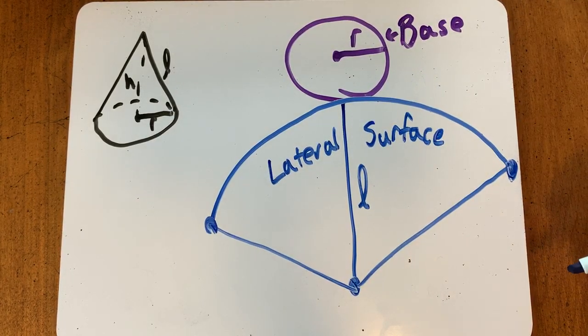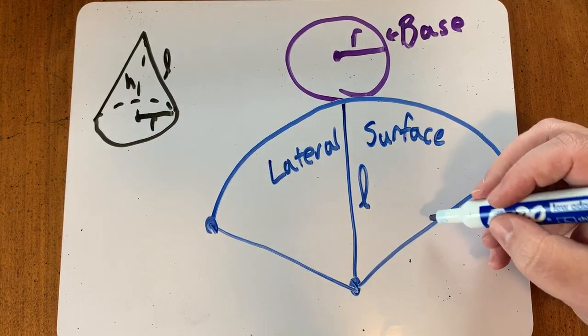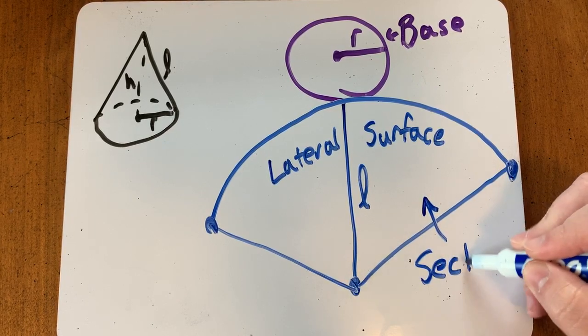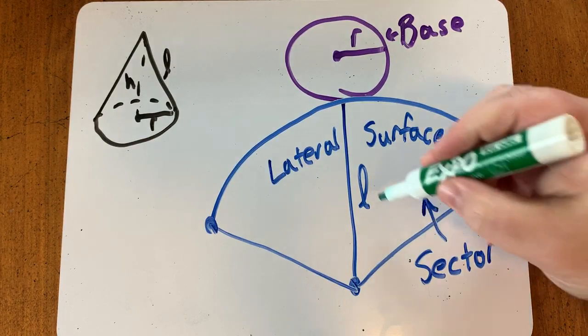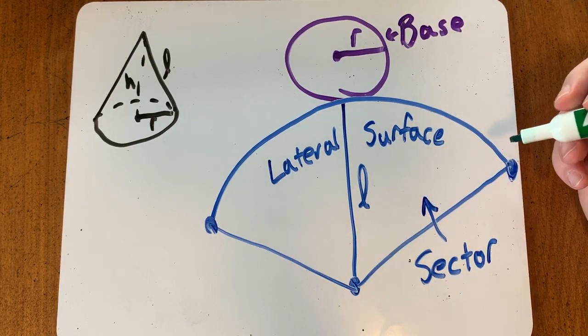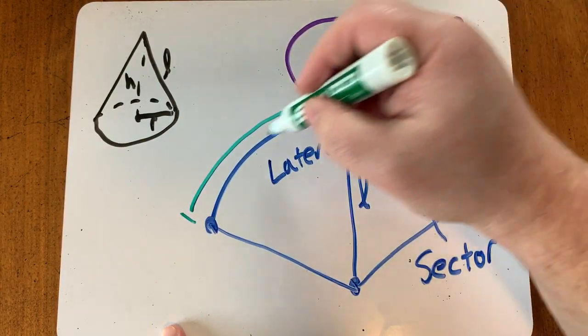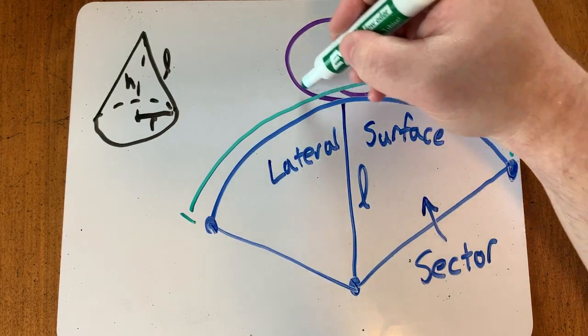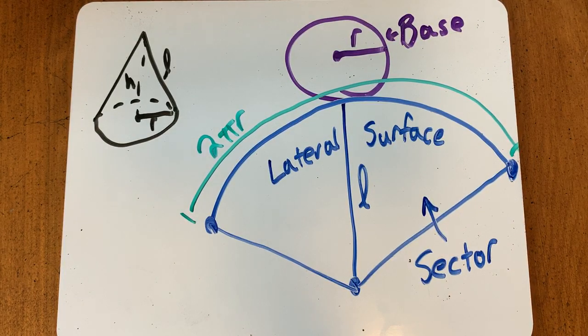And that shape is a sector. One thing we know about that sector is we know the radius of the sector is the slant height, and the arc length of the sector would wrap around this circular base. It's 2 pi r.